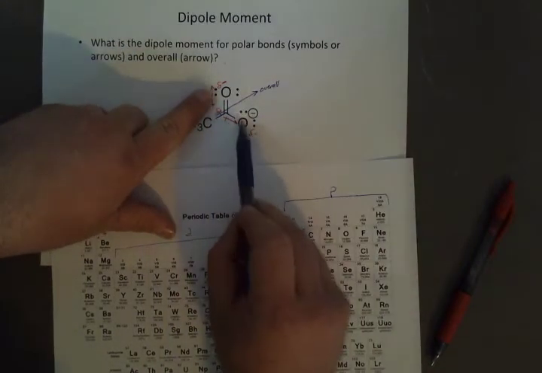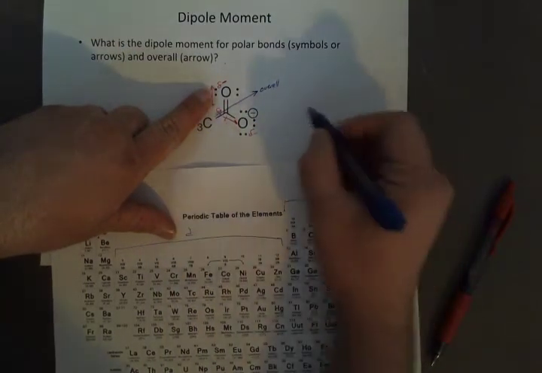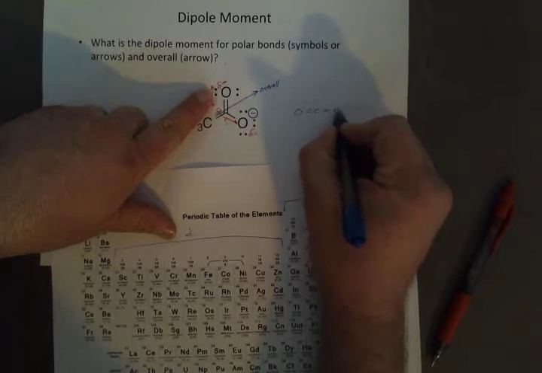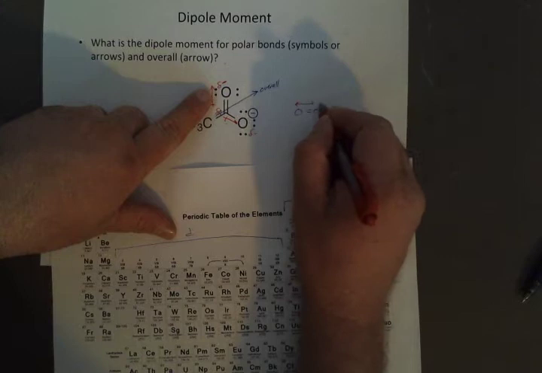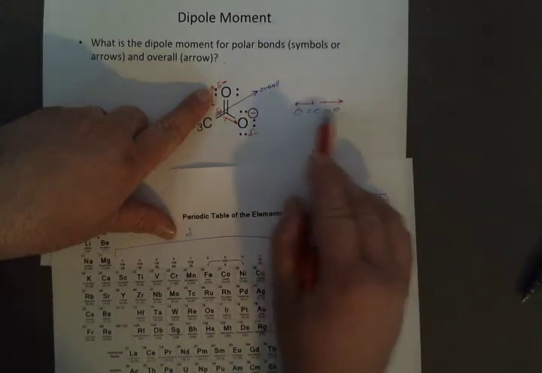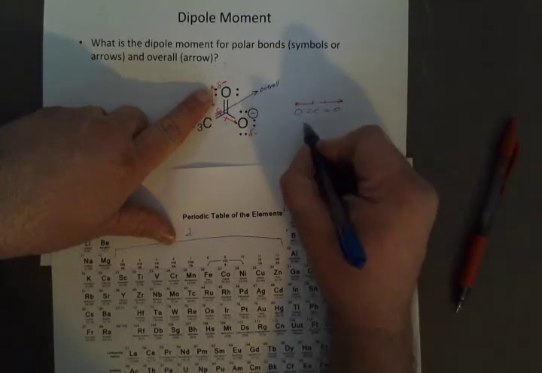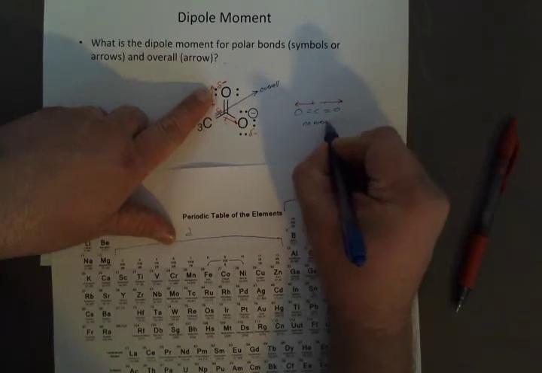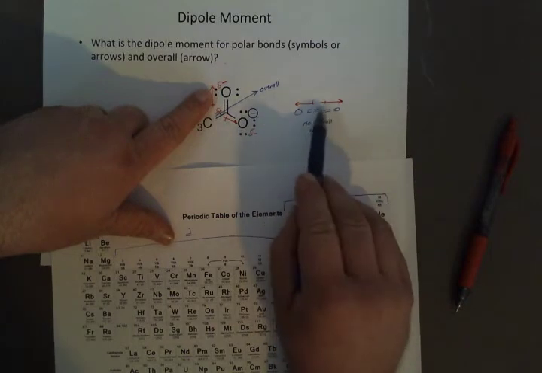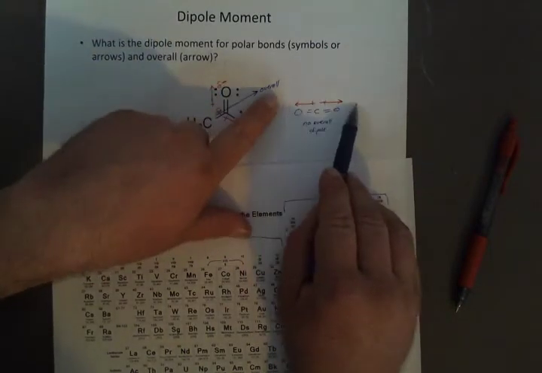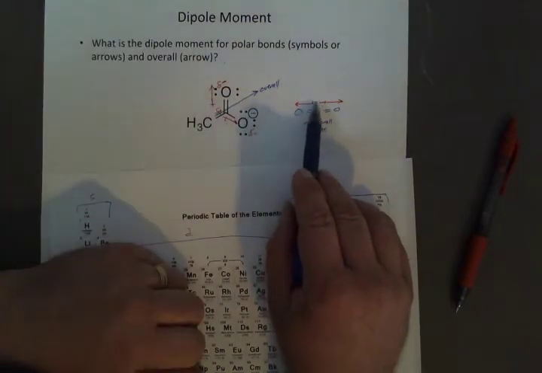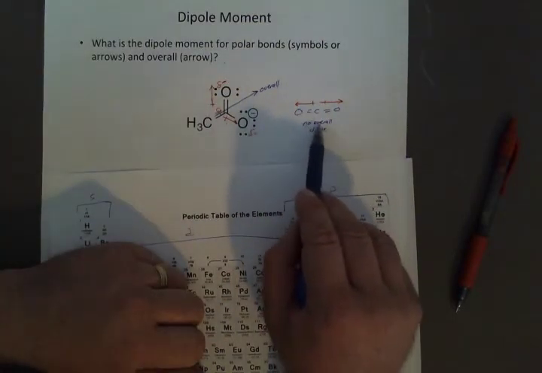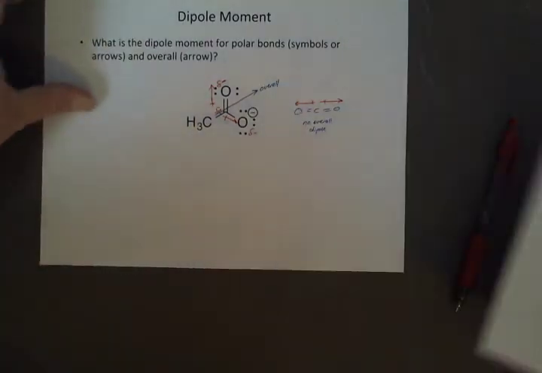Now, if this was drawn down here, something like that, again you're going to have the dipole here, but it's equal and opposite, so there's no overall dipole on carbon monoxide. Because the dipoles are pulling in equal and opposite directions, they just cancel each other out. So there's no overall dipole. So there you go.